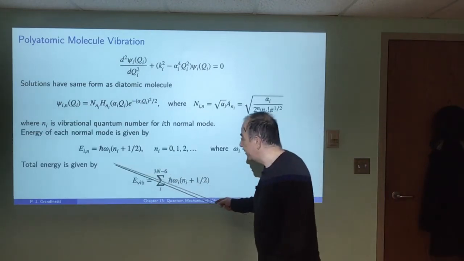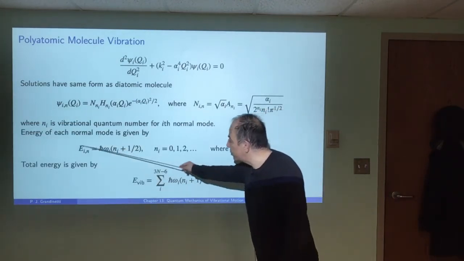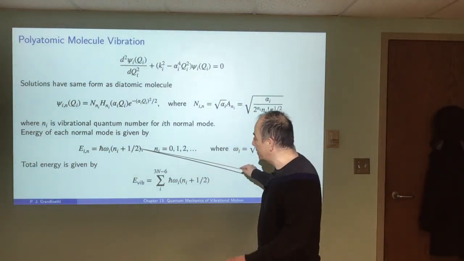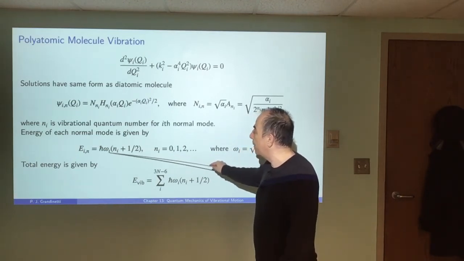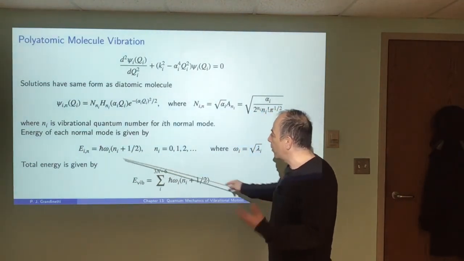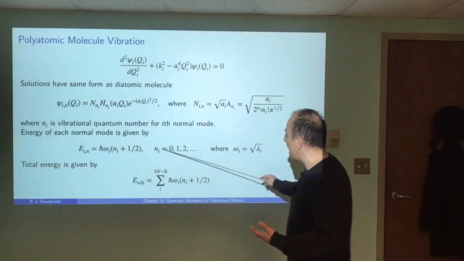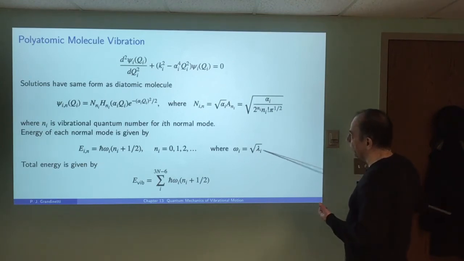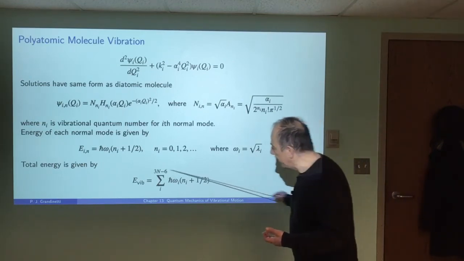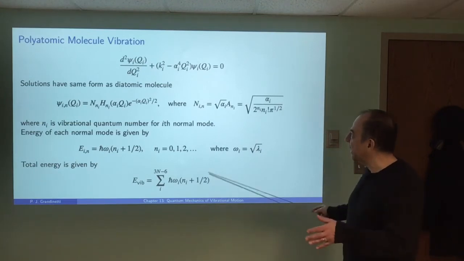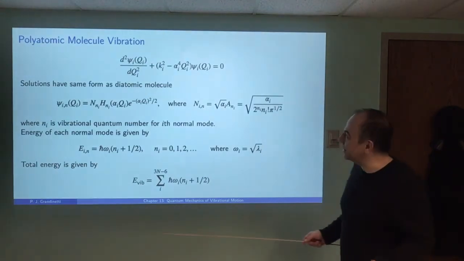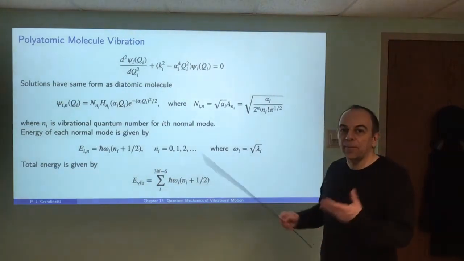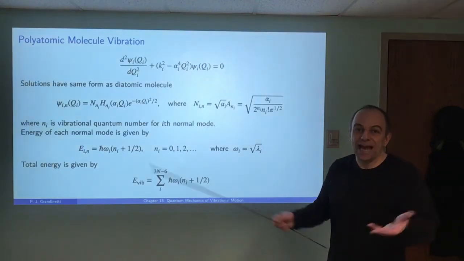So the total energy then will be a sum of these individual energies. Each vibrational mode will be quantized, just like before, in terms of its energy, as h bar omega_i, where that's the normal mode oscillation frequency, times n_i plus half, where n is 0, 1, 2, and the frequency is the square root of that eigenvalue, and then the total is that sum there. And that's the solution for the polyatomic molecule vibration. So even though it looks complicated at the start, it boils down to a bunch of simple diatomic solutions that you just add up.